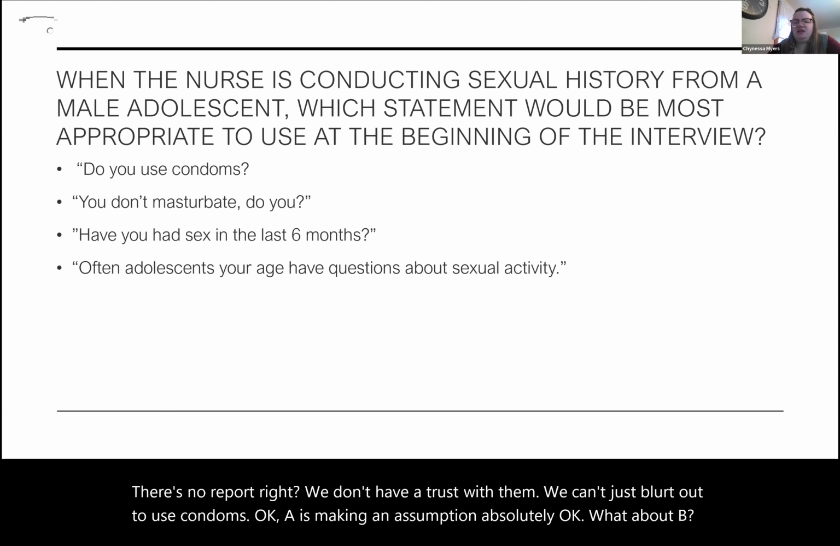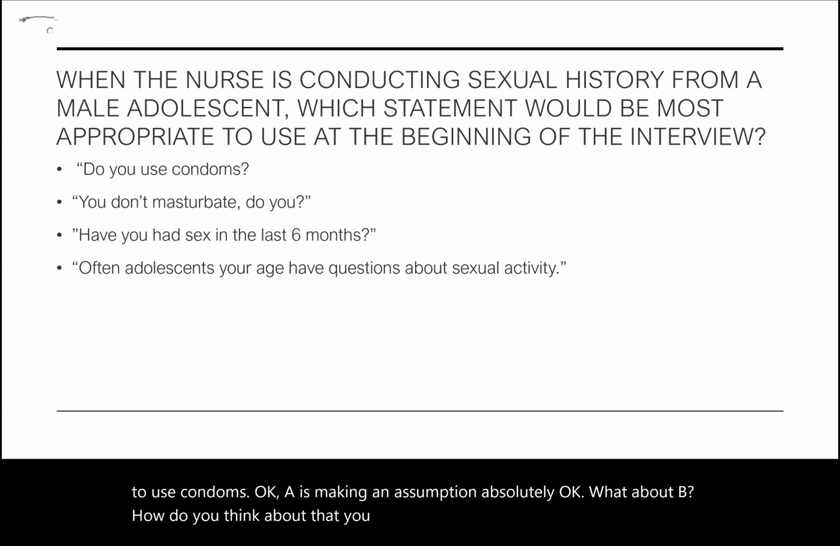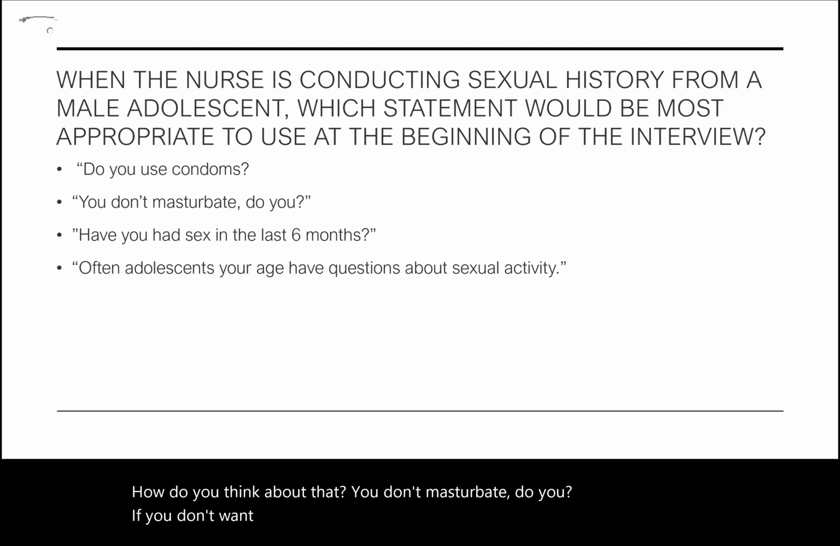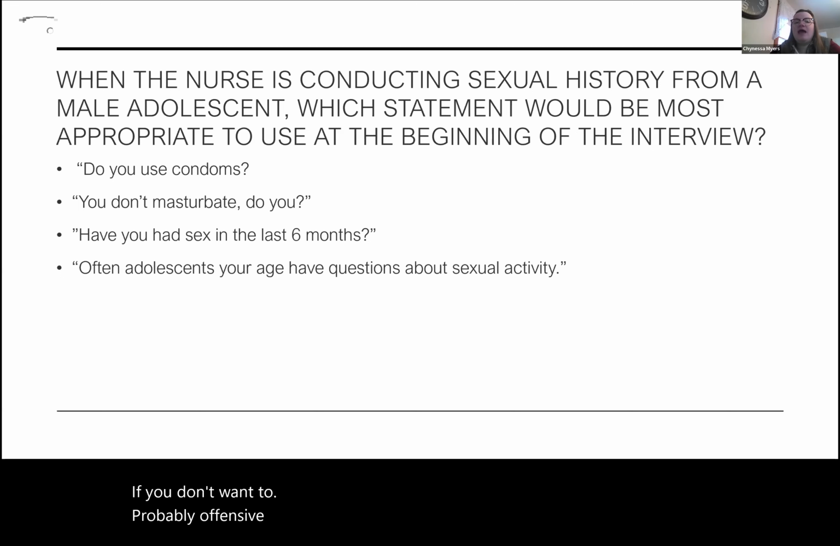How do you think about that? You don't masturbate, do you? You don't want to belittle them. Yeah. That's too intrusive. Maybe they're not comfortable answering that question. Probably offensive, too intrusive, judgmental, not comfortable. Okay. How would we phrase that?